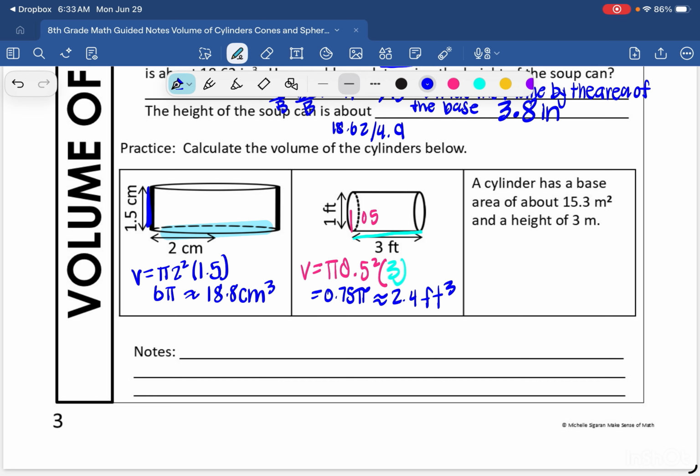A cylinder has a base area of about 15.3 meters squared and a height of 3 meters. So if I want to figure out the volume, it is going to be the area of the base, which is 15.3, times 3, and that is about 45.9 meters cubed.